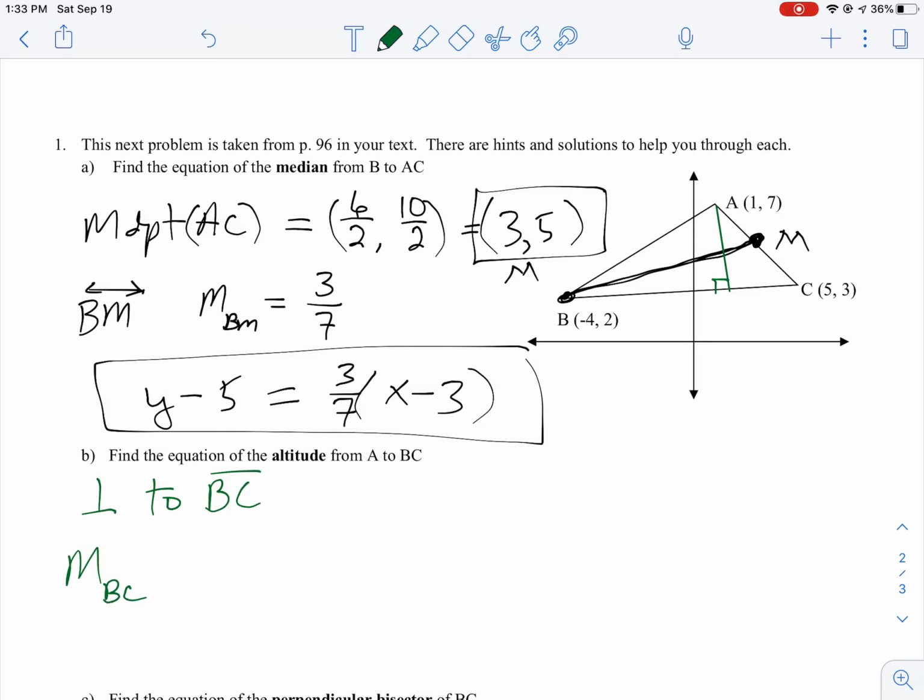So I'm going to find the slope of BC here by doing rise over run. So 3 minus 2 is the rise. Oops, 3 minus 2 is 1. And then 5 minus negative 4 is 9. So I believe my slope of BC is 1/9.